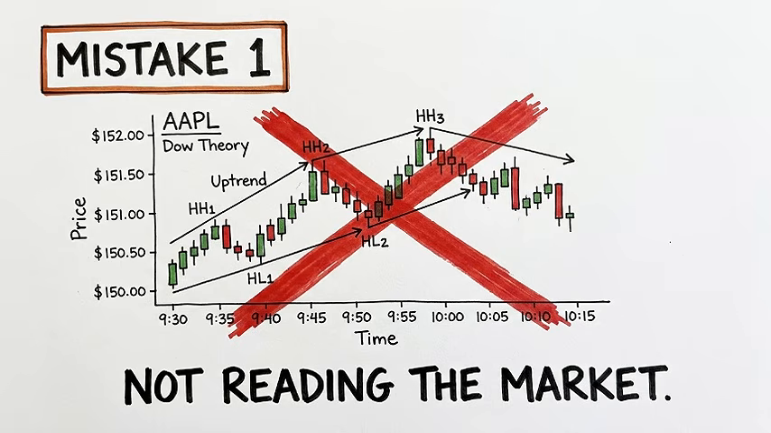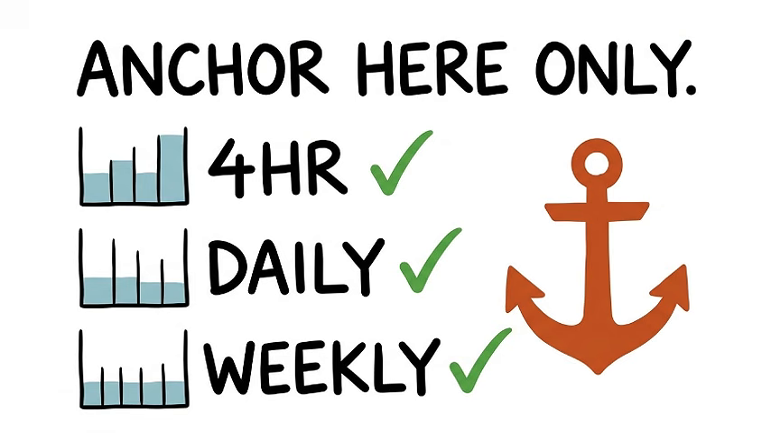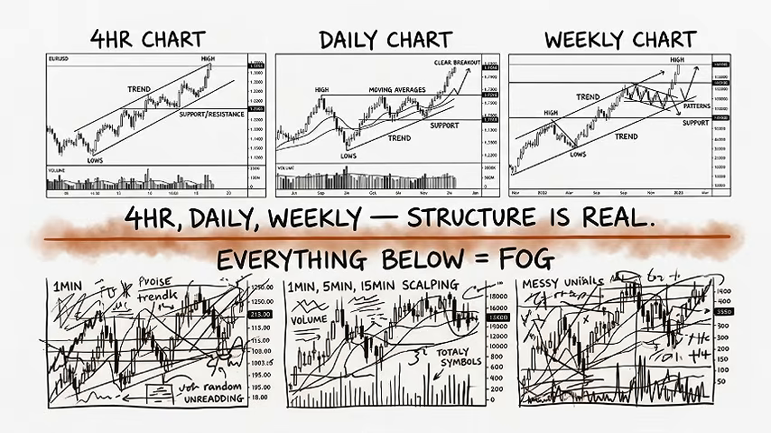And here is mistake number 1. If you are applying Dow theory on a 5-minute chart, you are not reading the market. You are reading manufactured noise. Dow warned against this himself. The rule is simple: anchor your Dow analysis to the 4-hour, daily, and weekly charts. That is where structure is real.